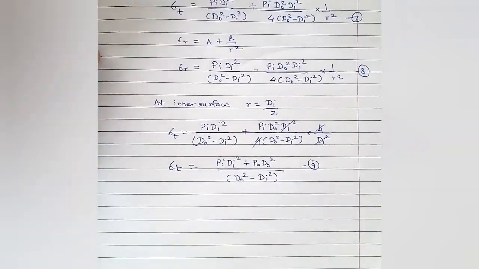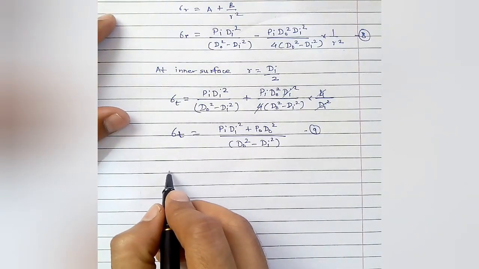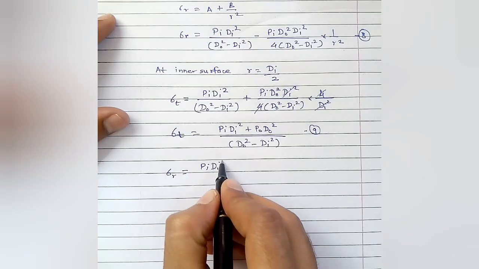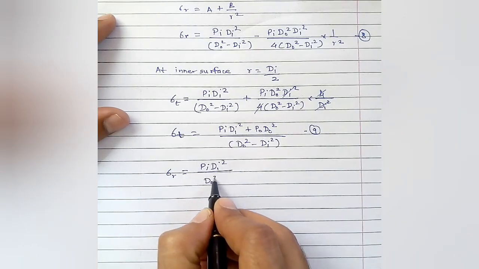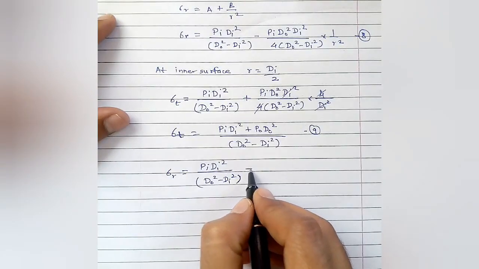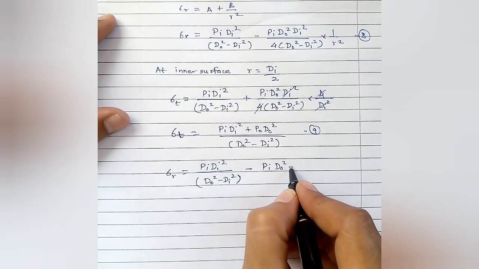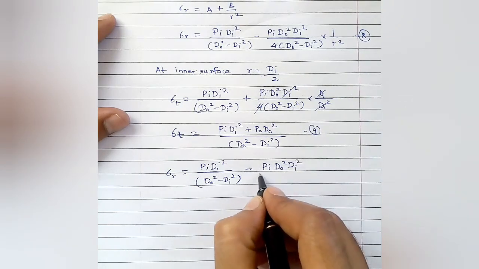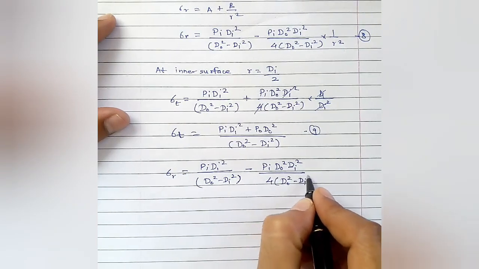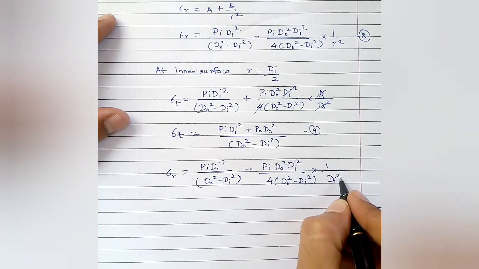Similarly, the value of sigma R at the inner surface: sigma R is equal to Pi Di square upon Do square minus Di square minus Pi Do square Di square divided by 4 into Do square minus Di square into 1 upon Di square by 4.